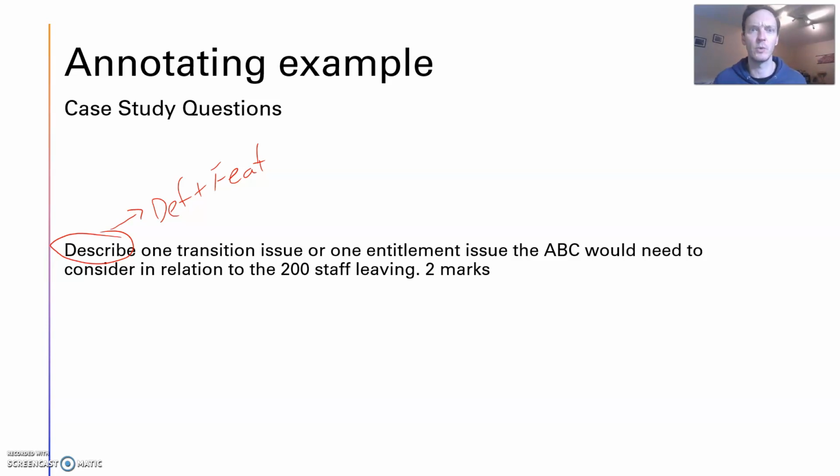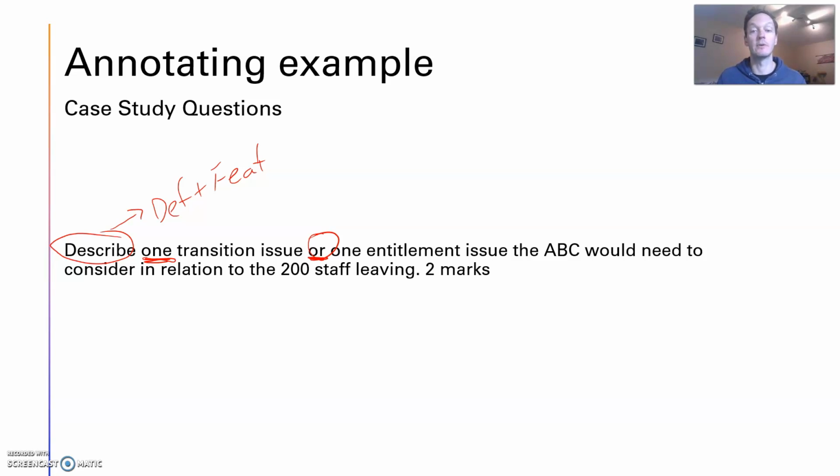The next thing, and I know it's the next word and it sounds a bit silly, but it's one transition issue. So that's important. Because it features both transition and the word entitlement, I might think I need to do both. No, I've just got to do one of them and not both. So I would actually just circle this word. Whenever you see the word or, I would always just highlight my attention to that. So I don't need to talk about both transition and entitlement. I just need to talk about one of them. All right, great.